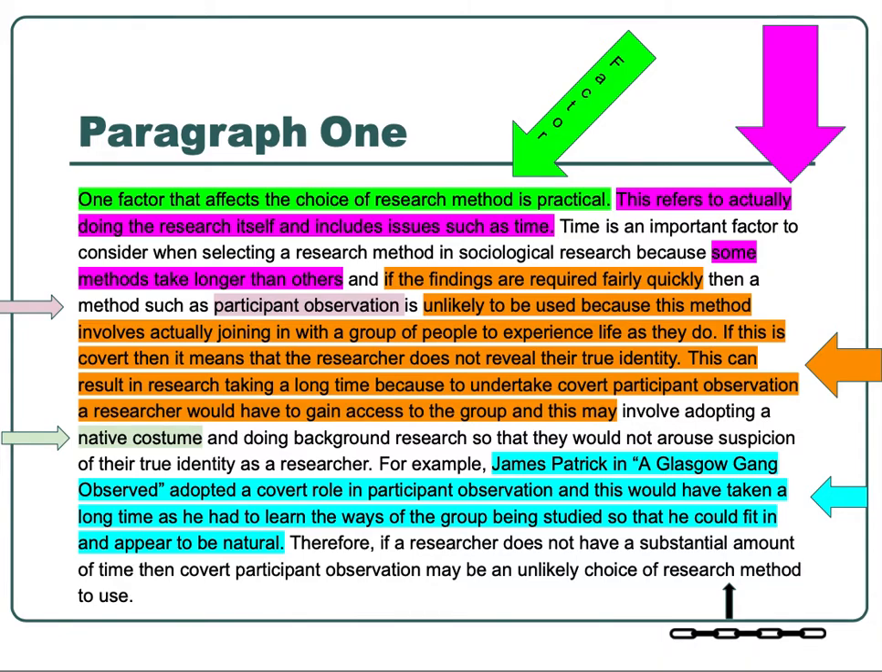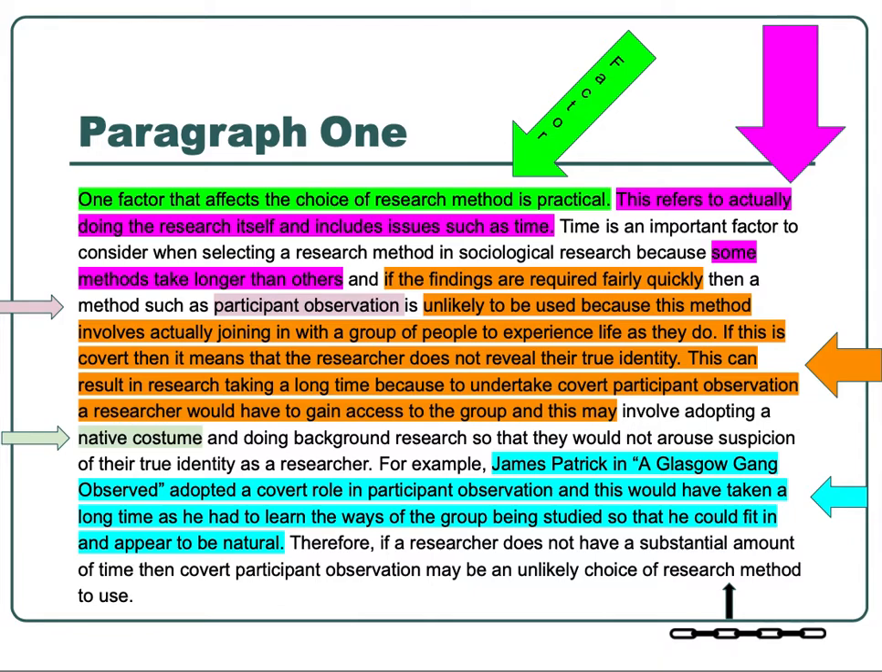We've got some use of specialist terminology. Again, the examiner is going to like this, highlighted in light green. The native costume, in other words, are you going to fit in with what the group that you're studying looks like? And then we've got an example from an actual sociological research study. This is highlighted in the light blue section here. Please note, this is what you need to be aiming for when you're using the examples.